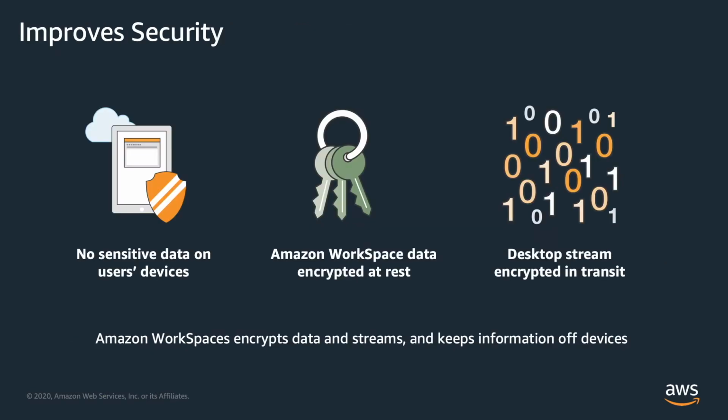You're getting improved security for your desktop environment with WorkSpaces. No work is performed on client devices. All processing happens on the instances in the cloud, and streaming data between the desktop instance and client devices is fully encrypted in transit. You can encrypt the data at rest also using AWS KMS, by using AWS managed keys or customer managed keys.